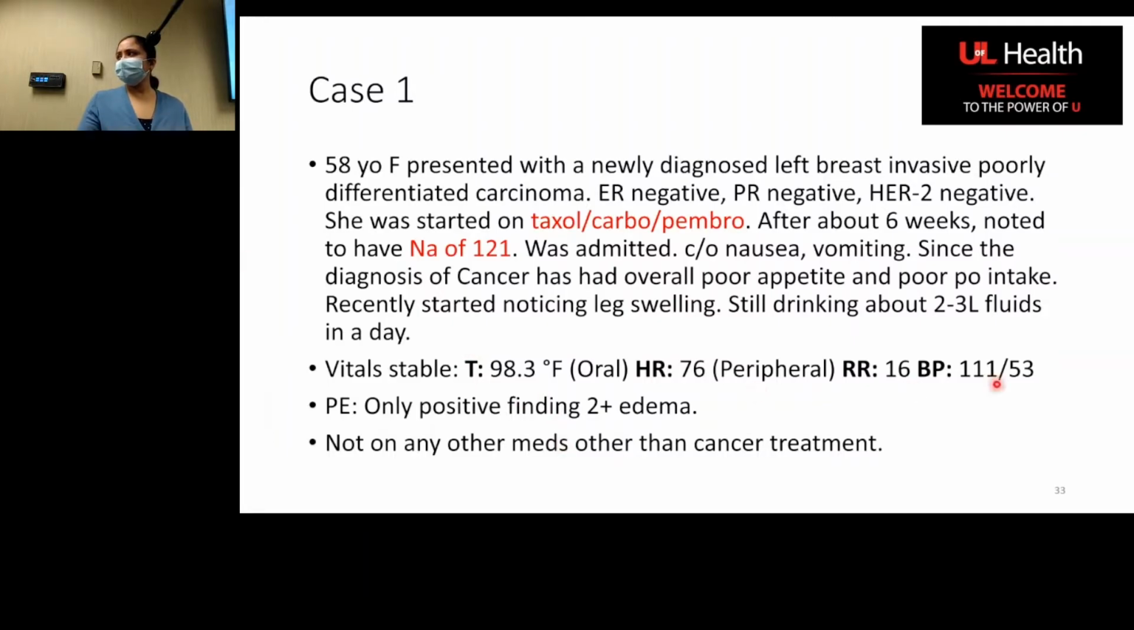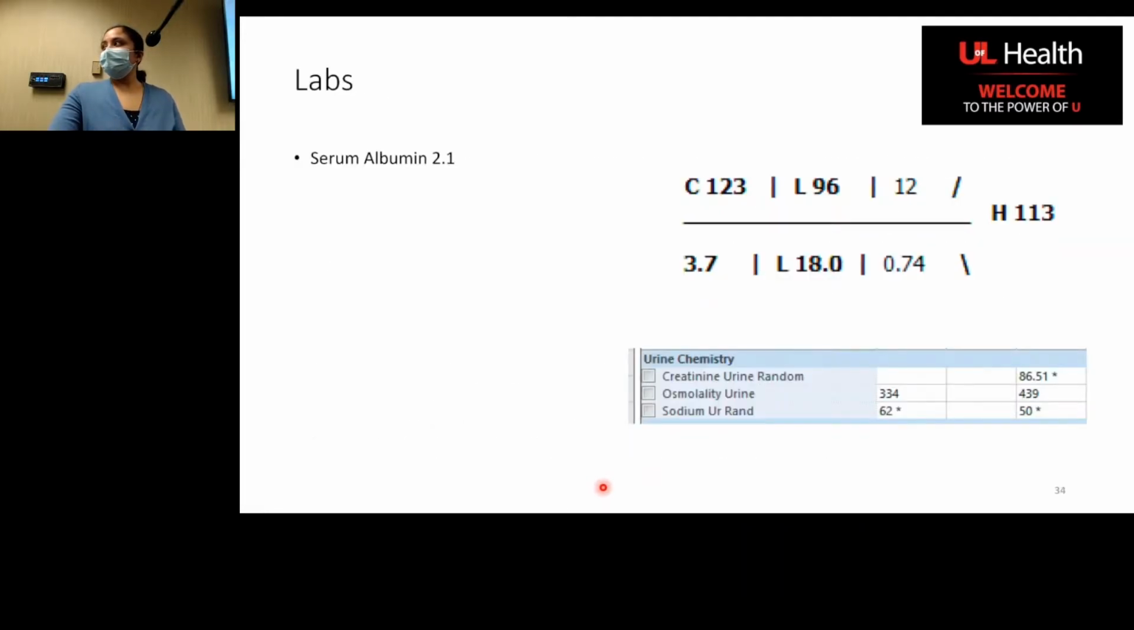Vitals-wise seem pretty stable. Physical exam's only positive finding was edema. She was not on any other medications other than the cancer treatment. Her labs, so when she gets admitted, her repeat sodium is 123. Her serum albumin is very low, 2.1. Urine osmolarity is higher, and urine sodium looks like it is also greater than 40.